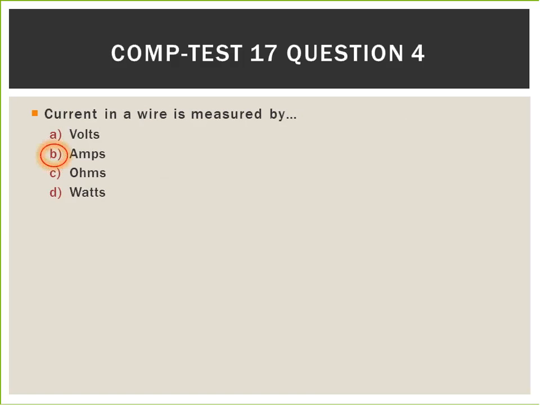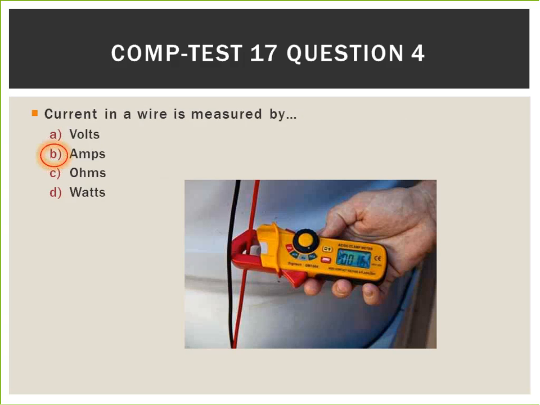Answer B is the best answer here. The unit for measuring an electric current is the ampere, which is the flow of electric charges through a surface at the rate of 1 coulomb per second. Electric current can be measured using an ammeter. For additional information about using an ammeter, refer to the previous slides of the presentation.